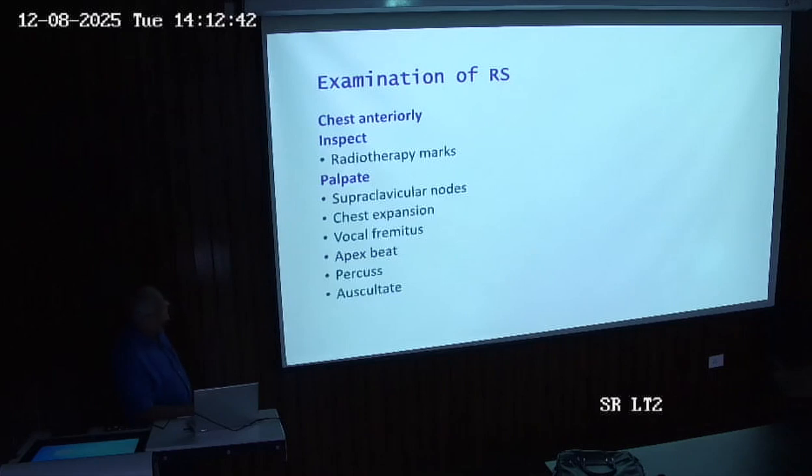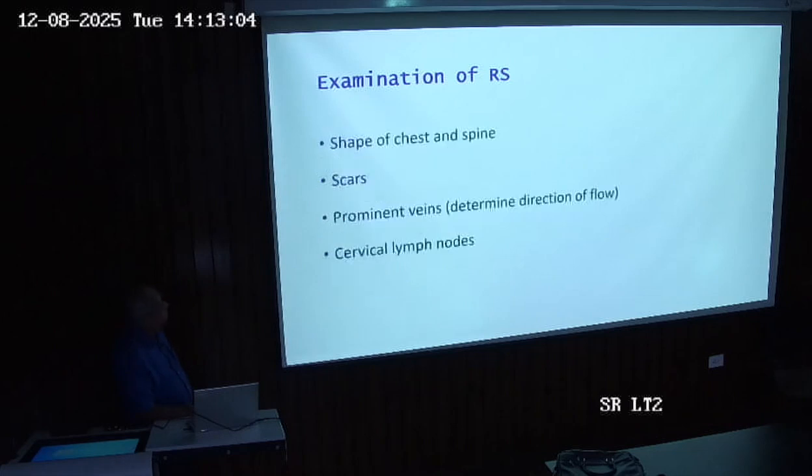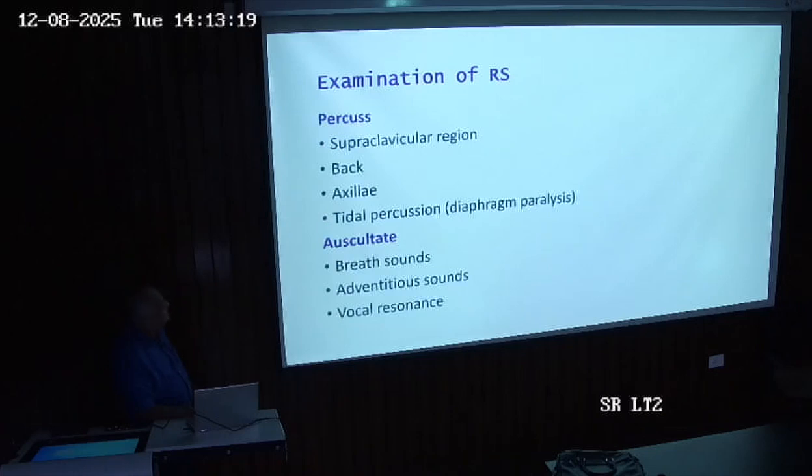Your inspection of the chest should start with presence of scars, marks, radiotherapy marks or any operative marks. You must not forget to palpate the supraclavicular node, the chest expansion, the vocal fremitus, the apex beat, and then of course carry out the percussion and auscultation. Note the shape of the chest and spine, presence of scars, prominent veins and cervical lymph nodes. These are to be noted down. You have to percuss the supraclavicular region to know the apical abnormalities. You should also percuss the back for dullness, the axilla, and of course, if there is diaphragmatic involvement, you should go for tidal percussion, which is a dynamic percussion.